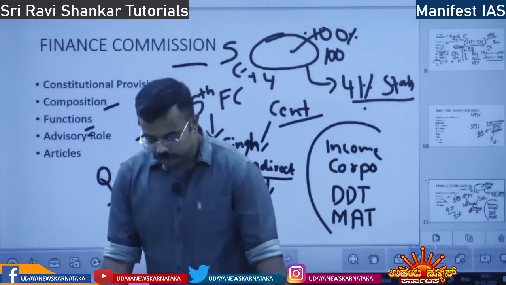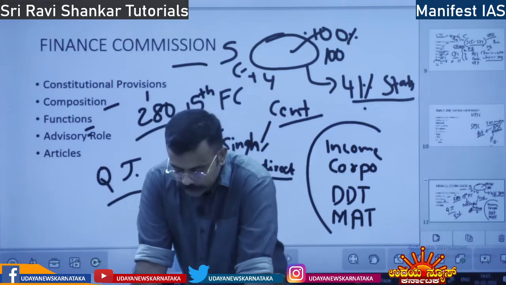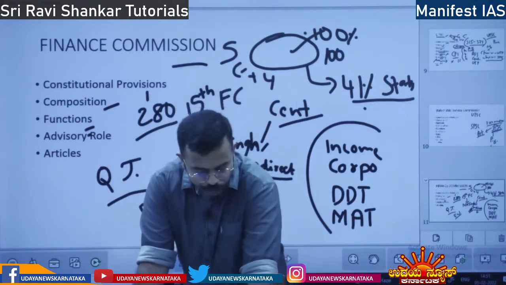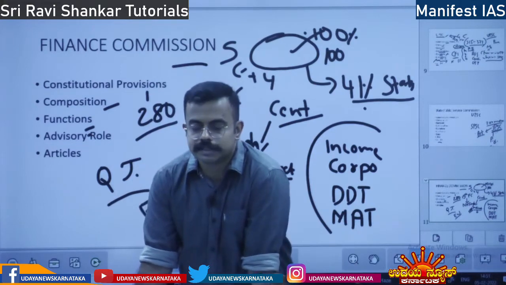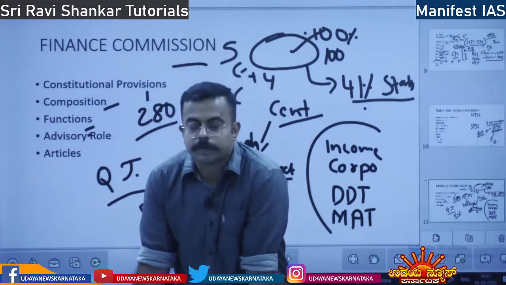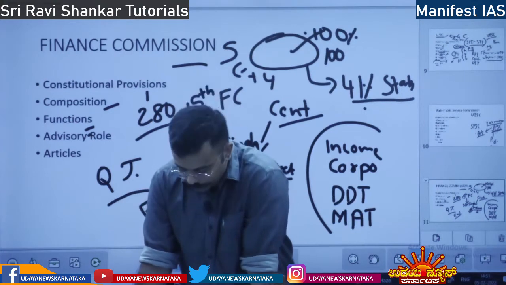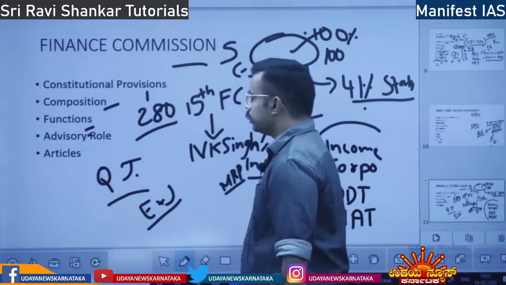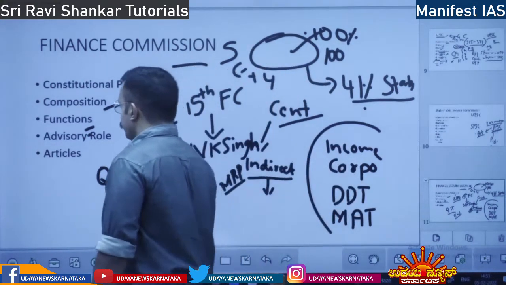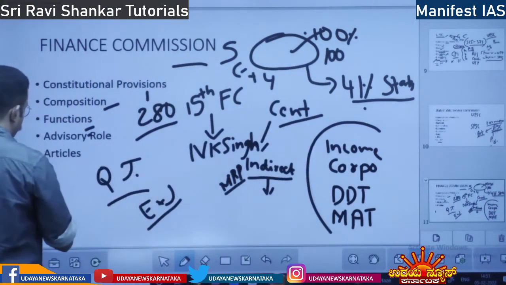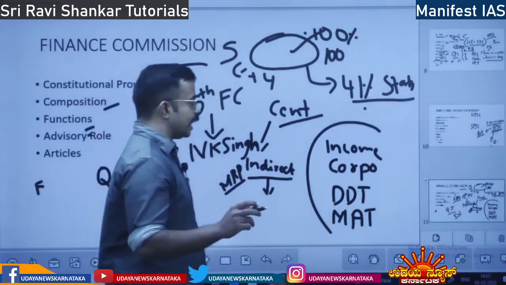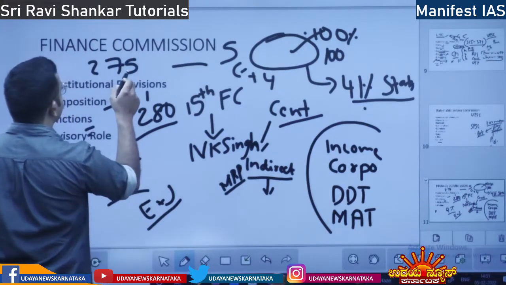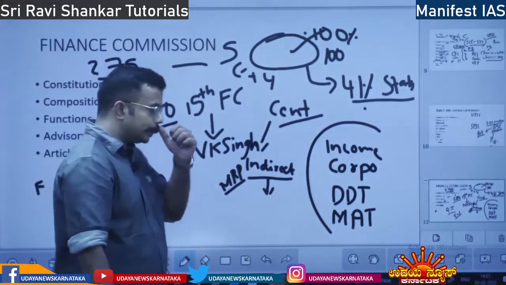It is called the distribution of net proceeds of taxes between the center and states. So how much tax revenue is distributed between the center and states is the primary function of the Finance Commission. And also how much grants in aid the center should give to the states. Whenever there are floods, there are 2 types of grants in aid. Article 275 speaks about grants in aid. What do you mean by grants in aid?